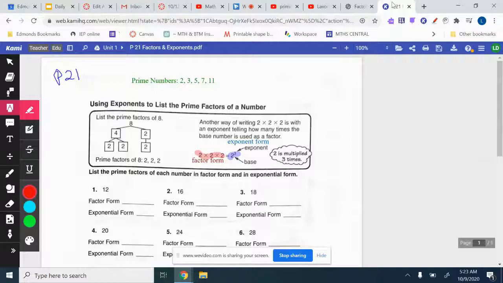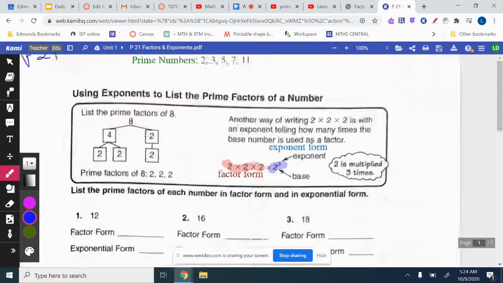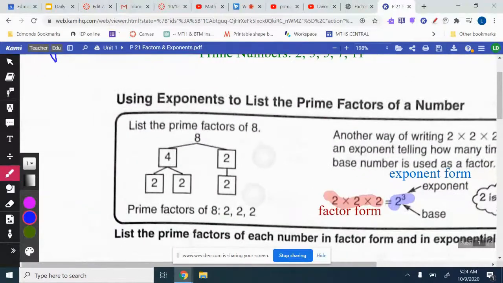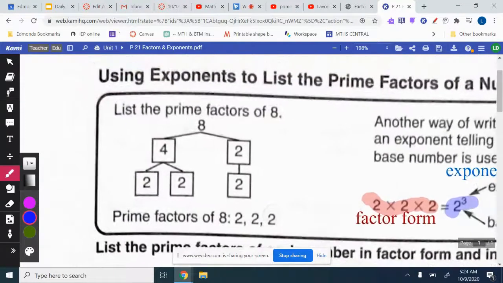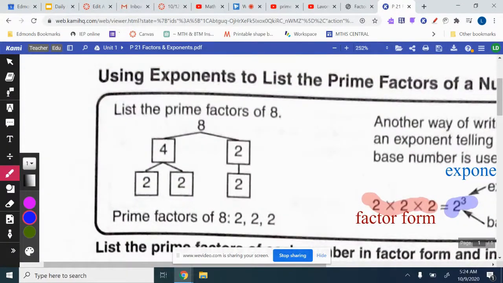numbers. At the top of this page, I put all of our prime numbers, which are 2, 3, 5, 7, and 11. I want you guys to start memorizing at least those 5 numbers because we're going to use it a lot today. We're going to jump into how do we find the prime factors for a number. And this will be so important when we jump into our fractions unit and we're trying to reduce our fractions.